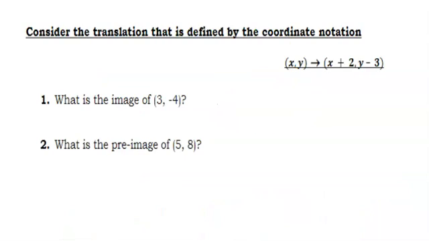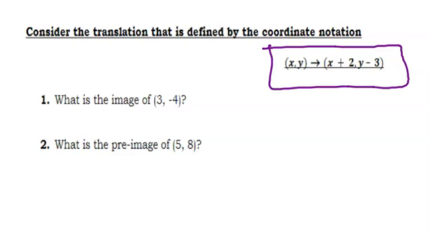All right, now let's put this to use. So this is what our coordinate notation tells us to do. So what does that mean? So x plus 2 means I'm going right 2. And the y minus 3 means I'm going down 3.